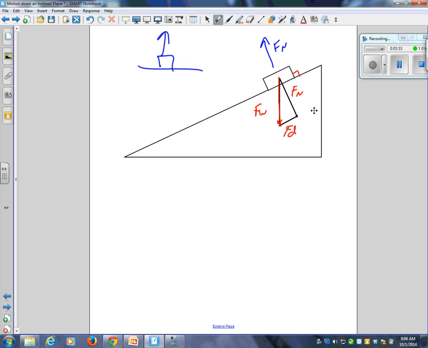Okay, let's talk about this angle right here, the angle of the ramp. Is there anywhere else in the diagram that you would see an angle that is the same value?